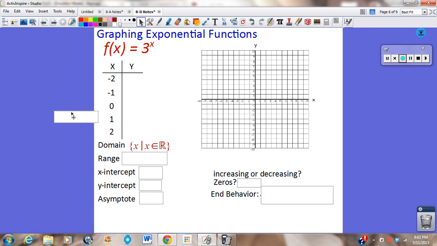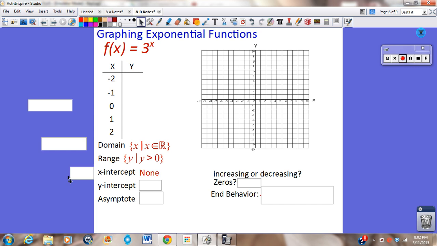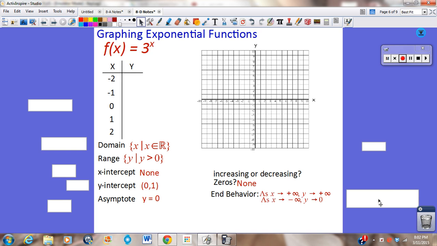Okay, and then let's go back. So our domain again, all real numbers. Our range, y is greater than 0. There are no x-intercepts. Our y-intercept is always 0, 1. Asymptote is always y equals 0, the x-axis. That one's still increasing. There are no zeros. And notice our end behavior is still the same. As x increases, y increases. As x decreases, y goes to 0.